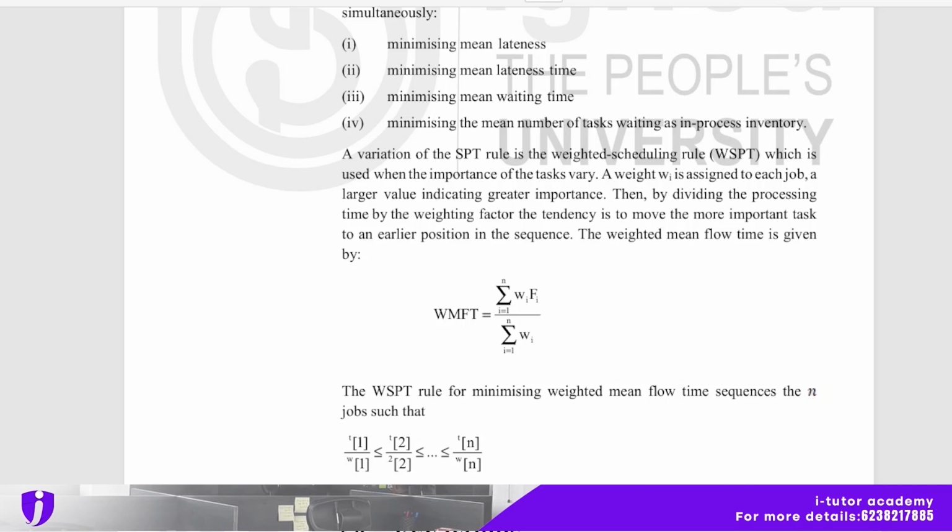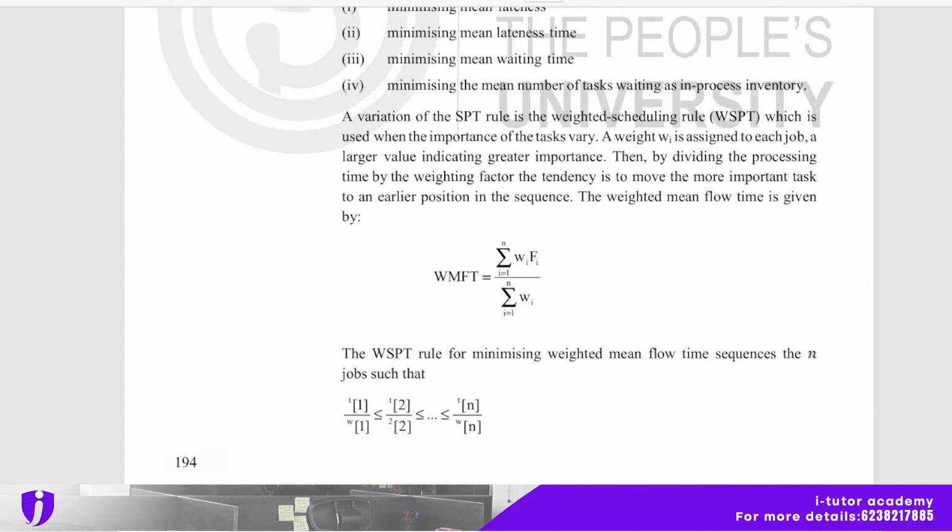A variation of the SPT rule is the weighted scheduling rule, that is WSPT, which is used when the importance of the tasks varies. A weight, that is wi, is assigned to each job, a large value indicating greater importance. Then, by dividing the processing time by the weighting factor, the tendency is to move the more important tasks to an earlier position in the sequence. The weighted mean flow time is given by.